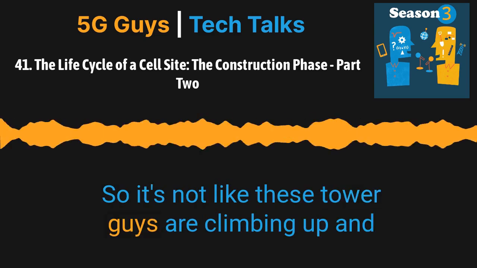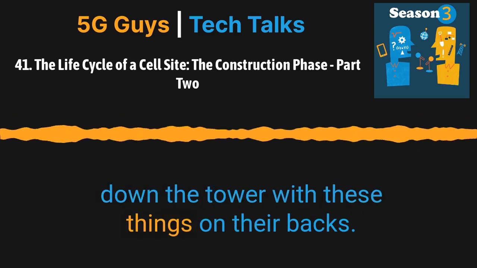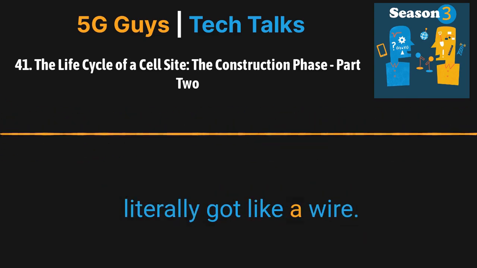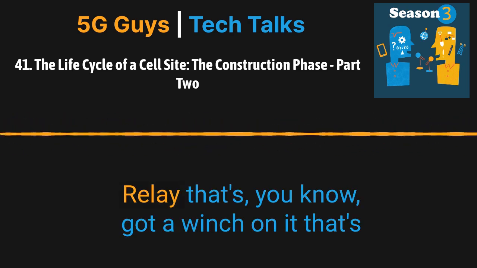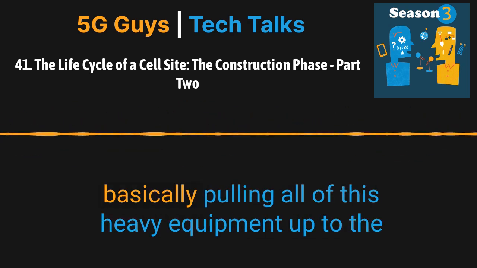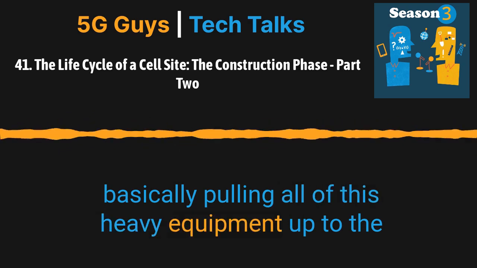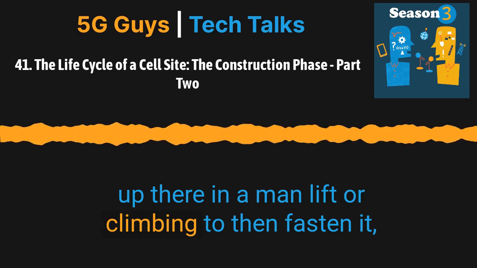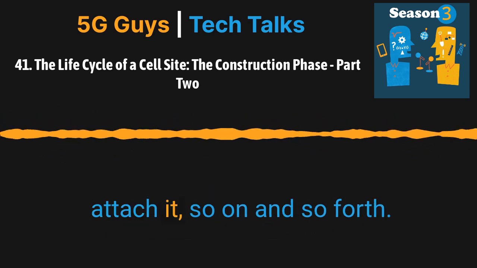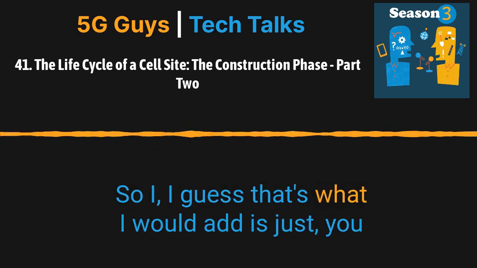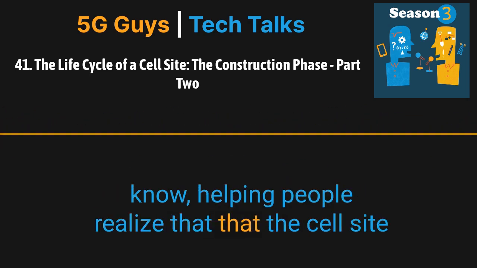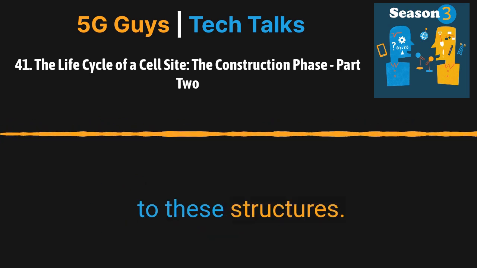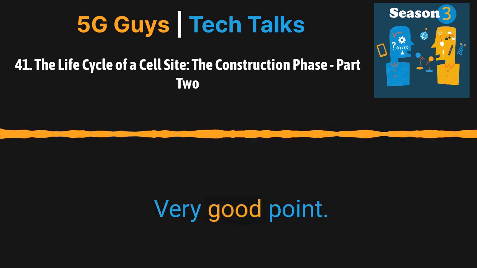So it's not like these tower guys are climbing up and down the tower with these things on their backs, right? They have to set up rigging, literally a wire relay with a winch on it, that's pulling all of this heavy equipment up to the height they need to install it, with the tower crews up there in a man lift or climbing to then fasten it, attach it, and so forth. So that's what I would add: helping people realize that the cell site itself is the antennas and the lines attached to these structures. Yeah, very good point.